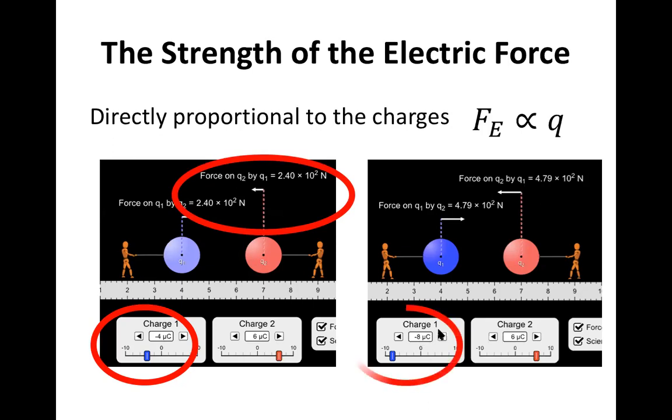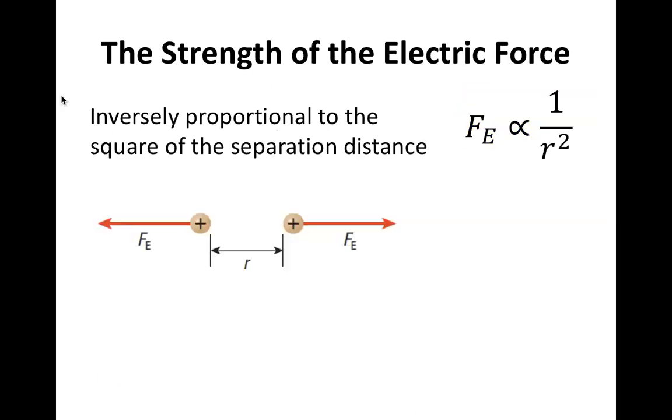If we double that charge, we can see that these force vectors have roughly doubled, so roughly 480 newtons. Directly proportional means that when charge doubles, electric force doubles, and this relationship is analogous to mass and force of gravity. If a ball is held above the earth, and the ball's mass doubles, the force of gravity doubles.